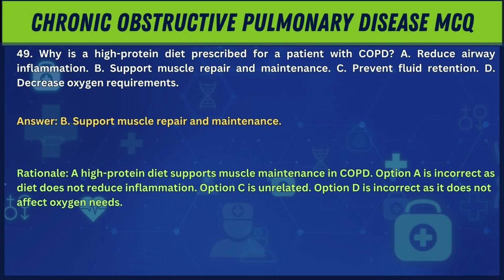Rationale: a high-protein diet supports muscle maintenance in COPD. Option A is incorrect, as diet does not reduce inflammation. Option C is unrelated. Option D is incorrect, as it does not affect oxygen needs.